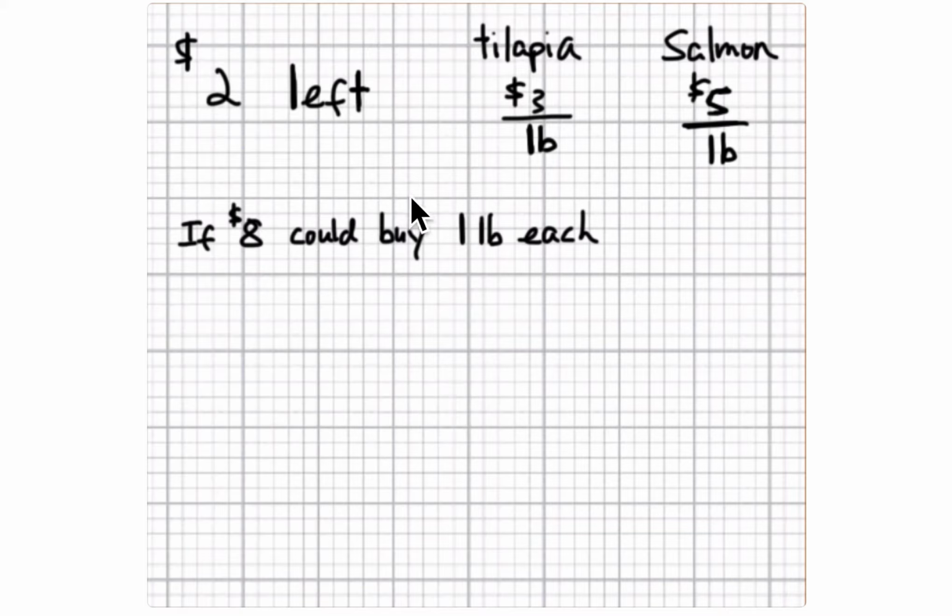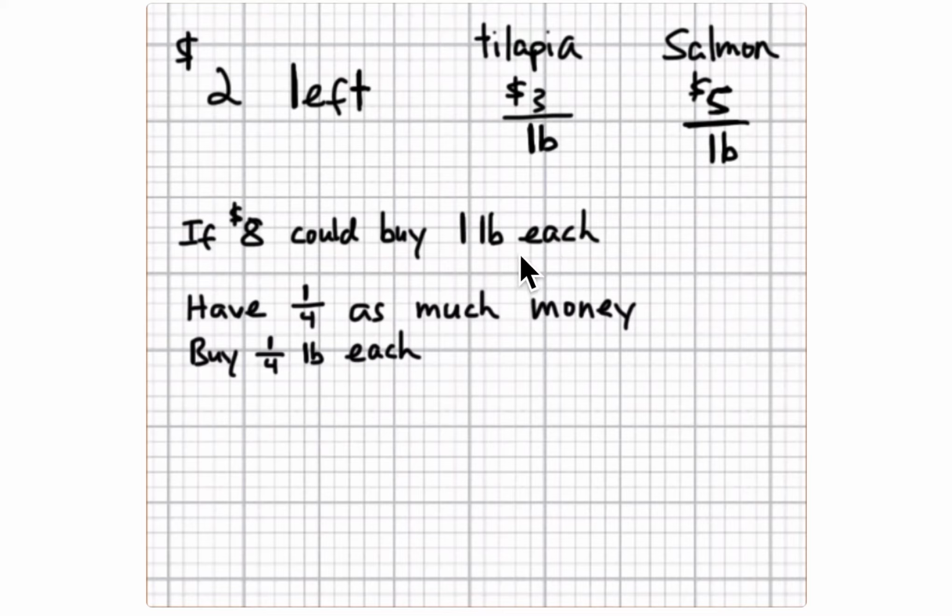That was a little bit tough. So $2 left, $3 per pound of tilapia, $5 per pound of salmon. If $8 could buy 1 pound each, and you know that's true, then 1/4 of $8 can buy 1/4 of a pound of each. So I have $2 left. That is 1/4 of $8. So 1/4 of $8 gives me 1/4 of a pound of each fish. I have 1/4 as much money. I can buy 1/4 of a pound of each. Because this $8, remember, could buy 1 pound of each. It's 2 pounds total, but it's important to remember that's 1 pound of each fish.